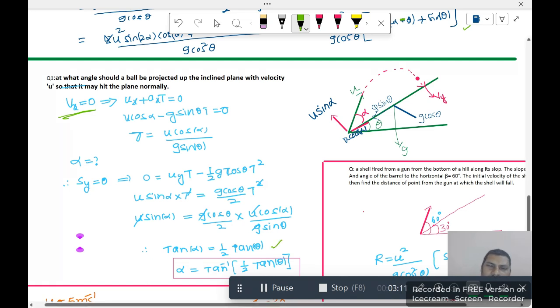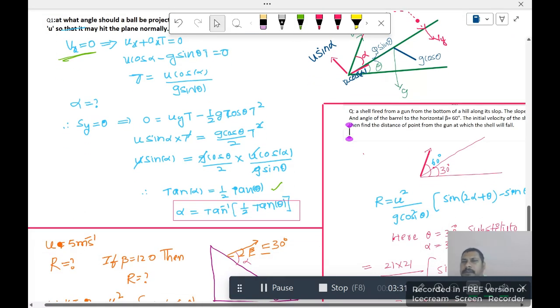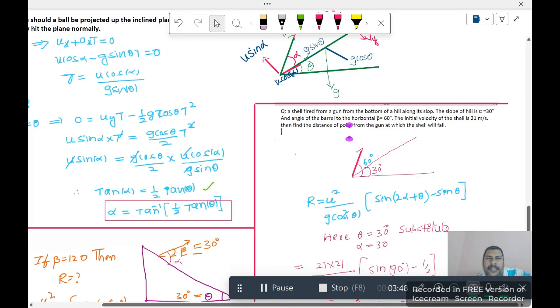Some authors will write tan alpha equal to 1 by 2 tan beta, or tan beta equal to 1 by 2 tan alpha. No need to get confused; theta and alpha only we will follow everywhere. Theta means angle of inclination, alpha is angle of projection, whether upward or downward projection. This is very important: normal hitting means Vx is equal to 0. In finding the maximum height, Vy is equal to 0 is taken in oblique projection, at maximum height, time of ascent, time of descent. But here, normally hitting the inclined plane means Vx is equal to 0. Remember that.